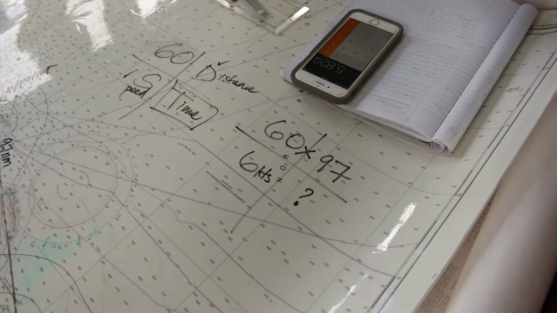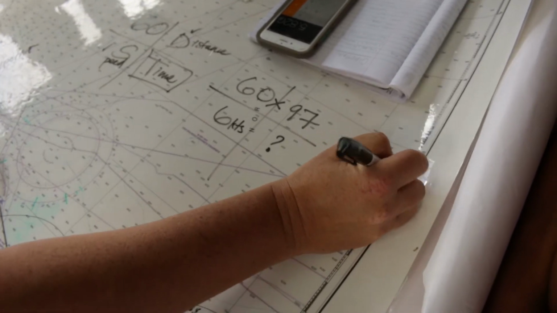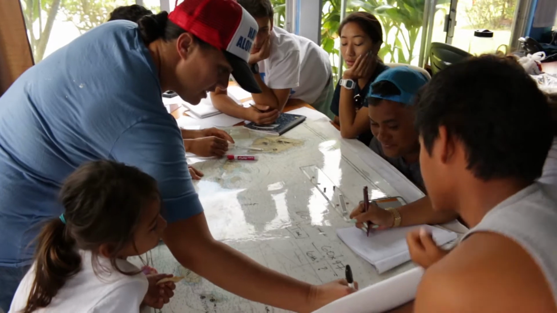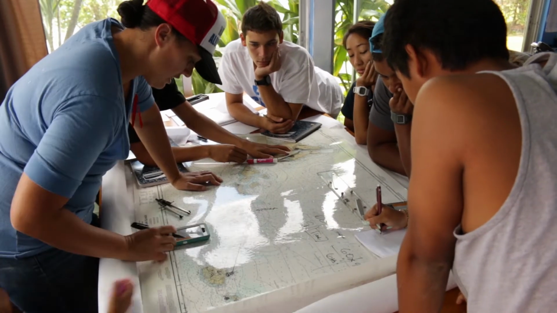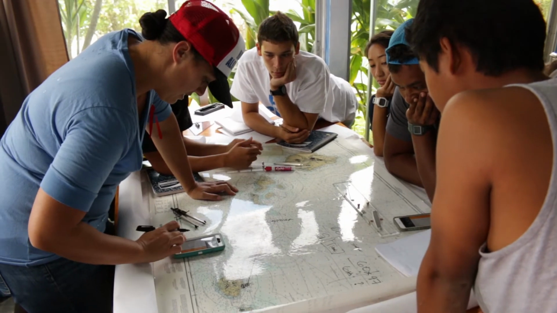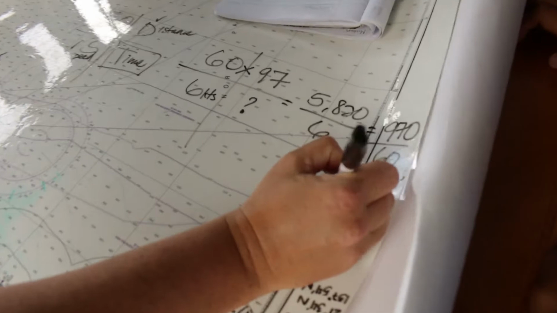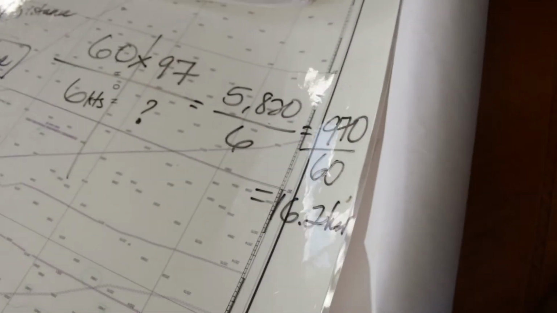60 times 97 is what? Okay, you're faster than me. 5,820 divided by 6 is what? 970. But this is actually in minutes. Yeah? That's 970 minutes. So if you divide that by 60, 16.2 hours. So that's how long it'll take from here to there, from Hanapepe to Aliapa'akai.